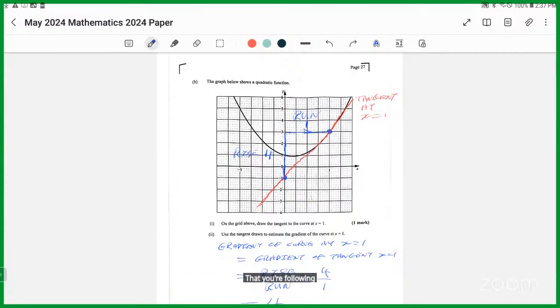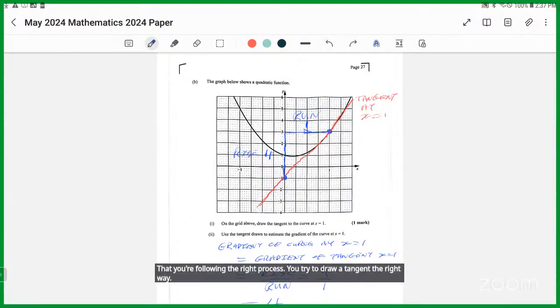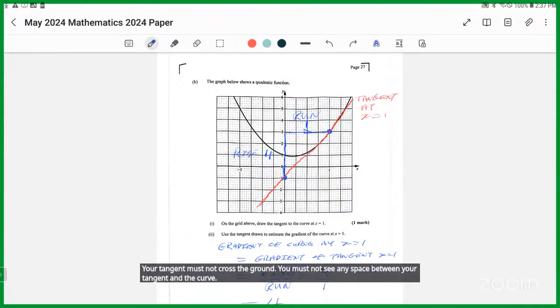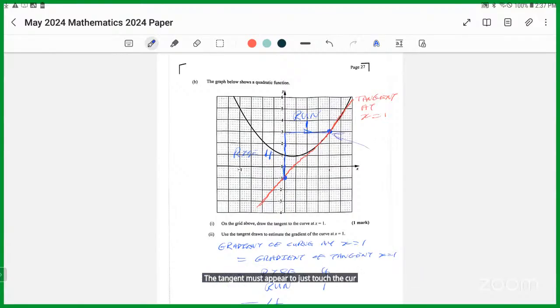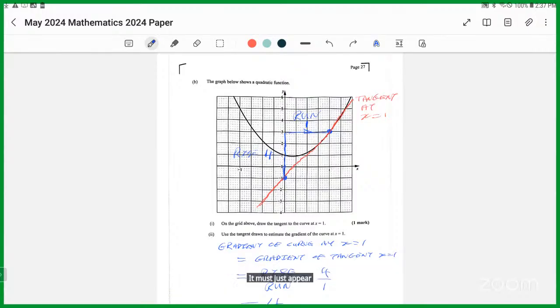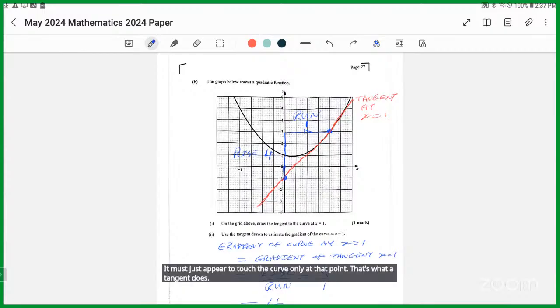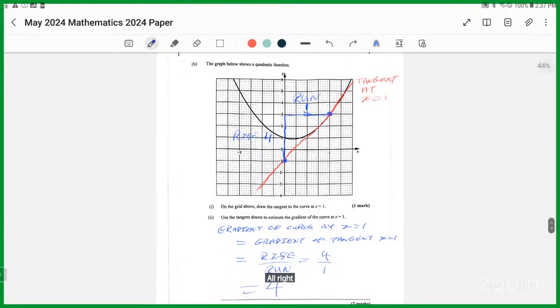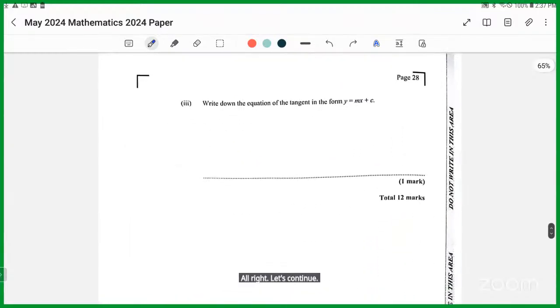You try to draw a tangent the right way. Your tangent must not cross the graph. You must not see any space between your tangent and the curve. The tangent must appear to just touch the curve only at this point. Just touch it. That's how it must look. That's what a tangent does. A tangent touches a curve at a single point only. That's what you're trying to do. All right? Let's continue. It says, write down the equation of the tangent.